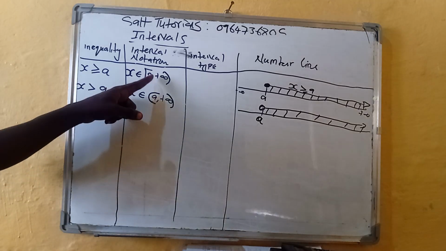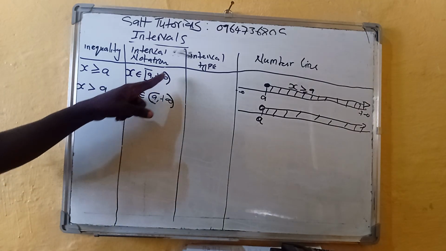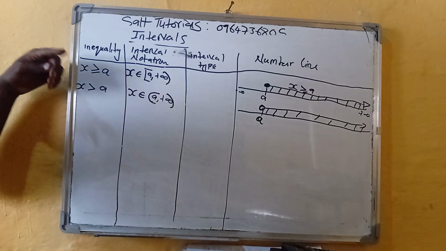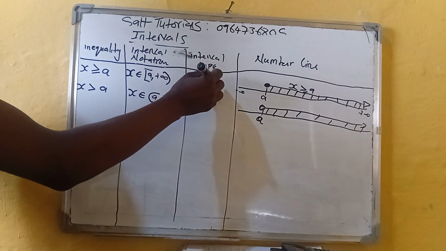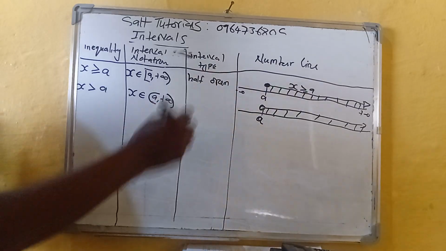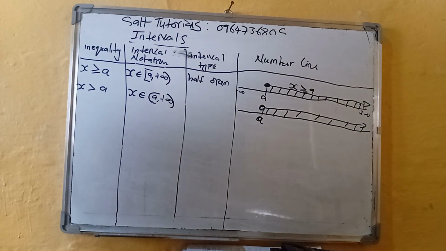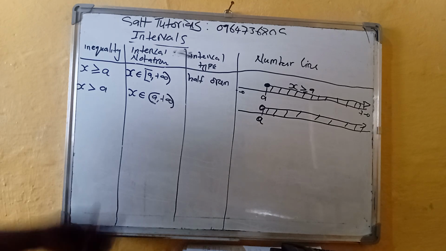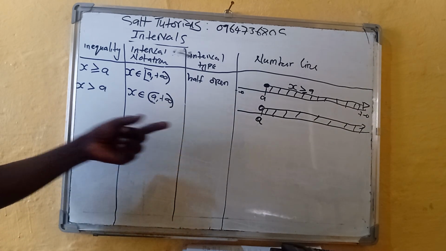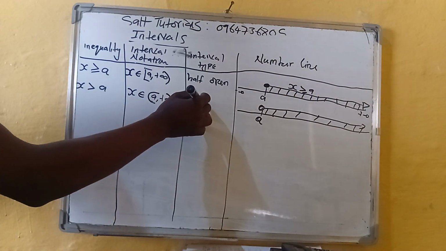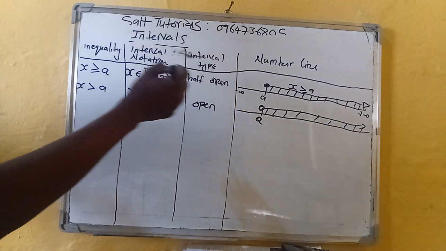So this type of interval which is closed on one side and open on the other side is basically called a half open interval, or others will say semi-open. This is basically open on both sides. It's basically a fully open interval. So it means it's an open interval.